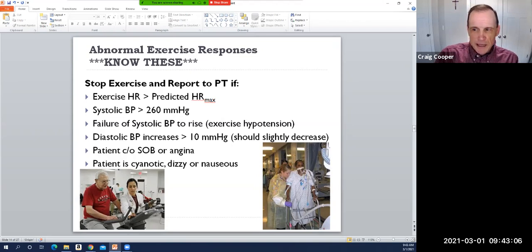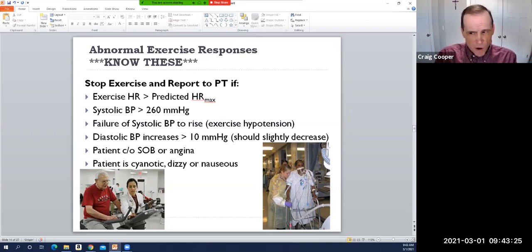Systolic blood pressure, if we see that going up above 260, that's pretty high, right? We take it at rest. We talk about resting values. Anything over 120 is considered elevated to some degree. And it is at rest. But if we're working hard, it is normal for that systolic blood pressure to climb pretty significantly.